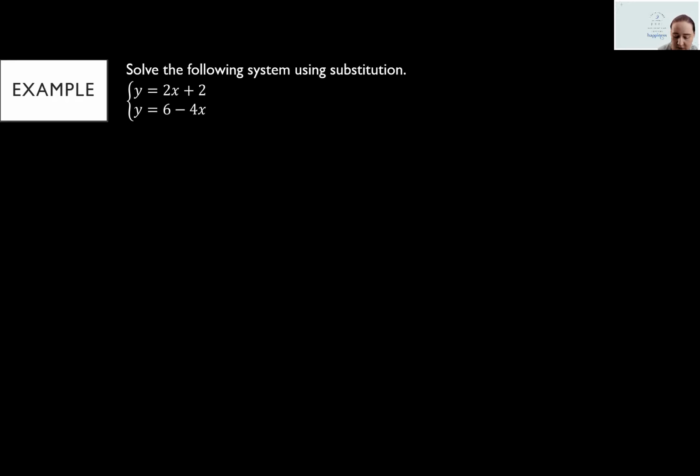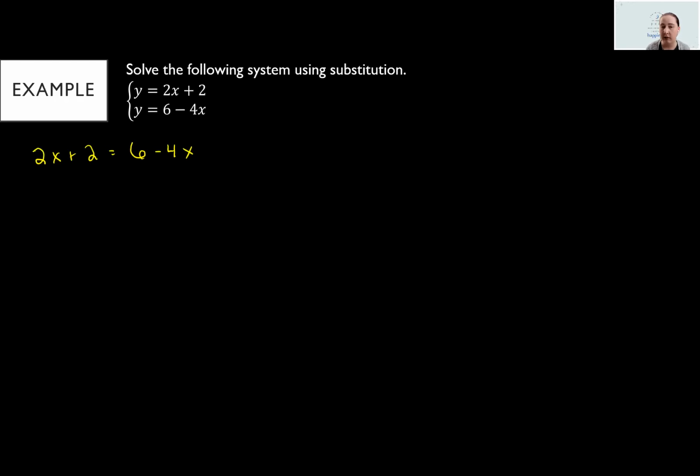So you just set them equal: 2x plus 2 equals 6 minus 4x. And that is the substitution step. You're substituting one of the equations in for y in the other equation. We're basically taking the first equation, where y is equal to 2x plus 2, and plugging it in for y in the second equation. That's giving us 2x plus 2 equals 6 minus 4x.